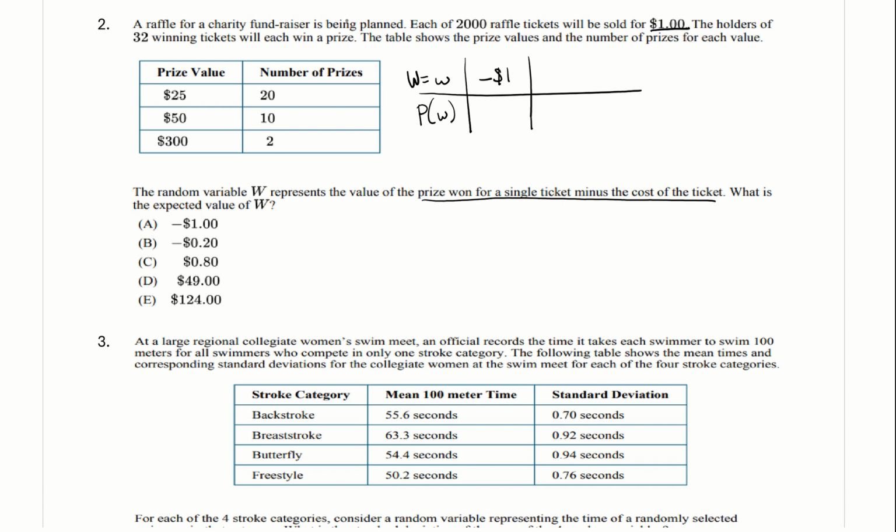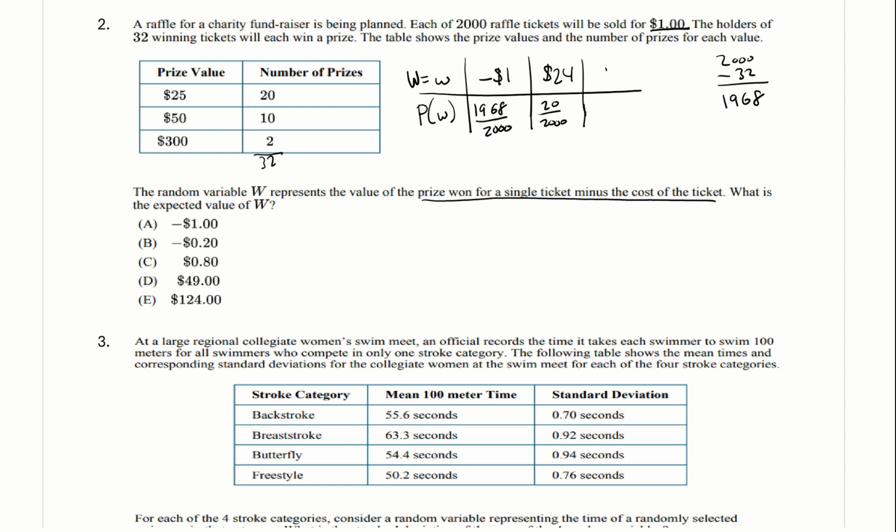And then what's the probability of that? Well, there's 32 winners here in total, so that means it's the rest of the 2,000, right? So let's subtract 2,000 minus 32. It's 1,968 out of 2,000. And then now if we win the $25 prize, then we end up getting $24 profit, I guess, if you would say, minus the cost of the ticket. And that's 20 out of 2,000.